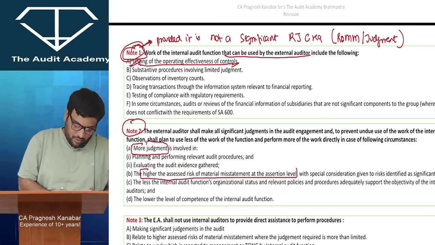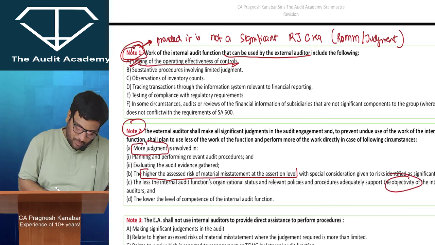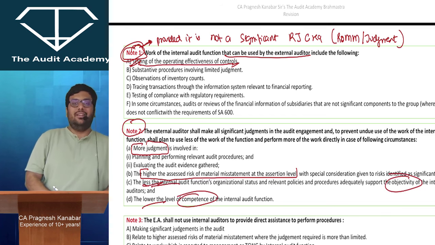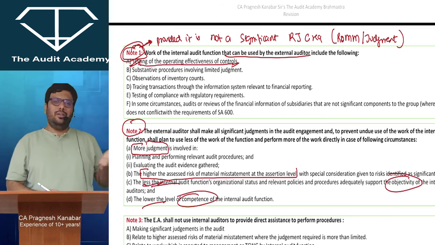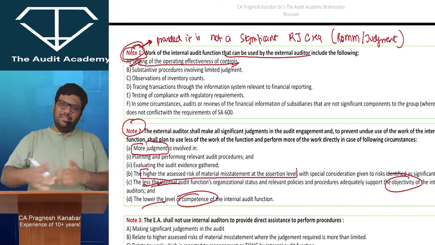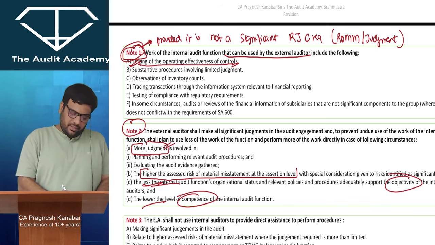So you're not reading all the points. If there's a doubt over objectivity and competence, then obviously you will not use his work, or you will use less of his work. That is very clear. The main words were judgment and risk.